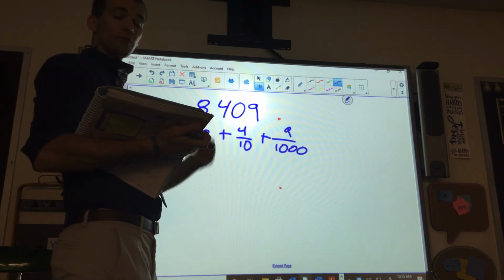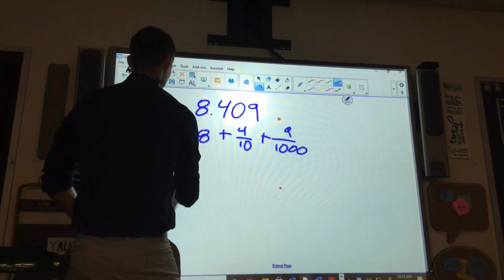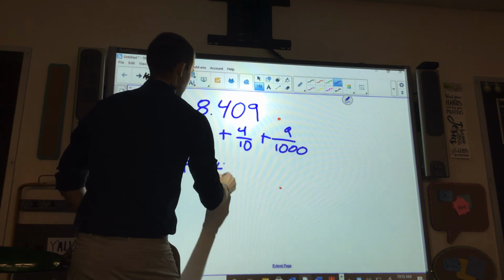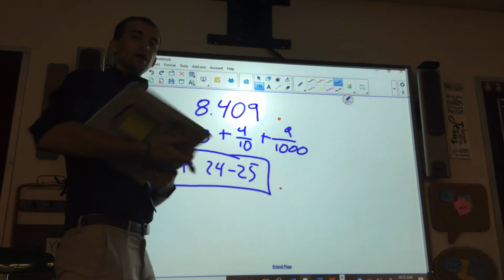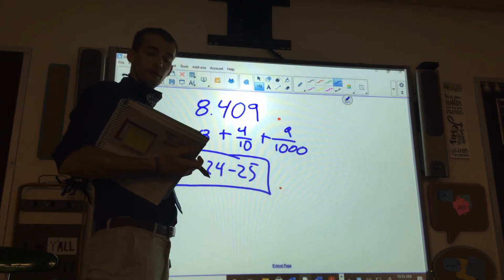Guided practice 24 and 25. If you're at home, you can do guided practice 24 and 25, and then pause it and come back after that.